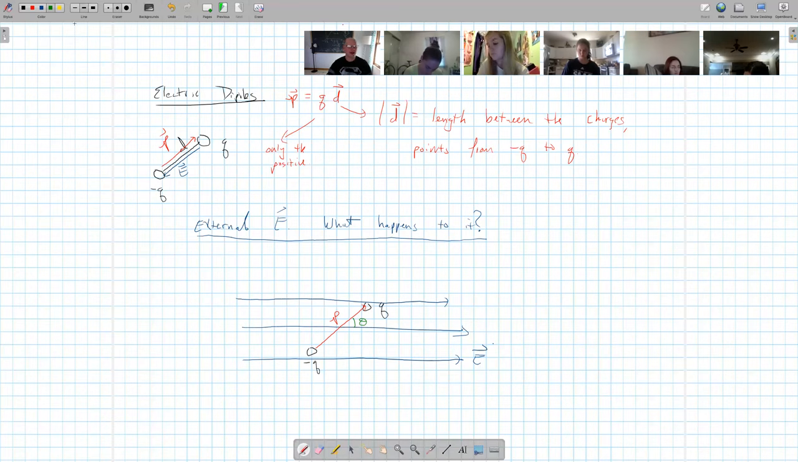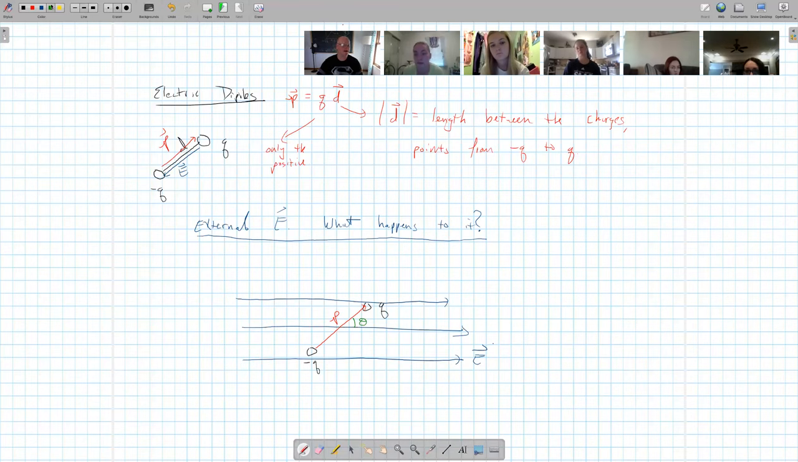Now, let's think about what's gonna happen. So here's my dipole, right? Here, I have the electric field pointing in this direction. So that means this charge up here is gonna feel a force in this direction. This charge down here, since it's negative, is going to feel a force in the opposite direction as the electric field, which means it's going to feel a force in this direction. So this dipole is going to be pulled in this direction and pulled in this direction.